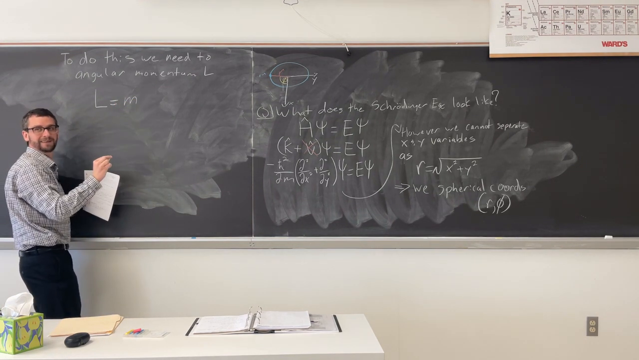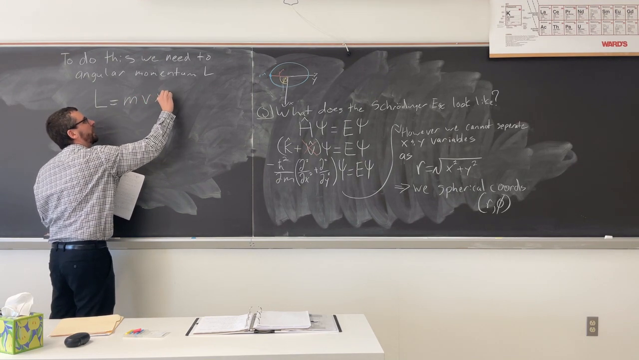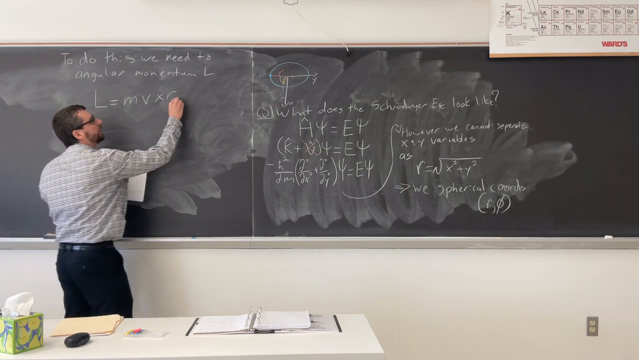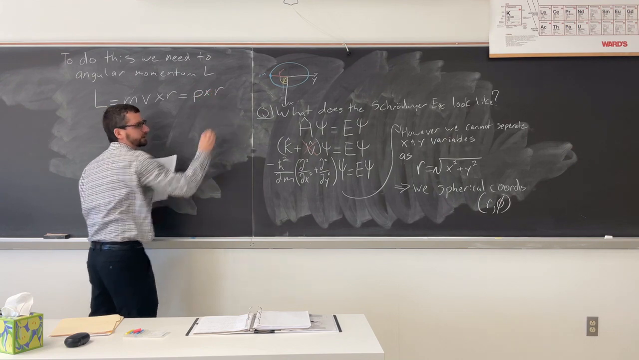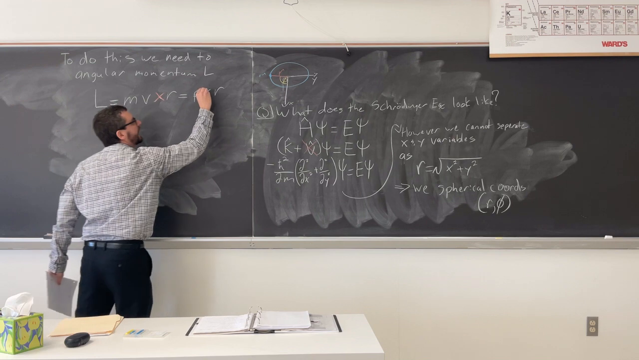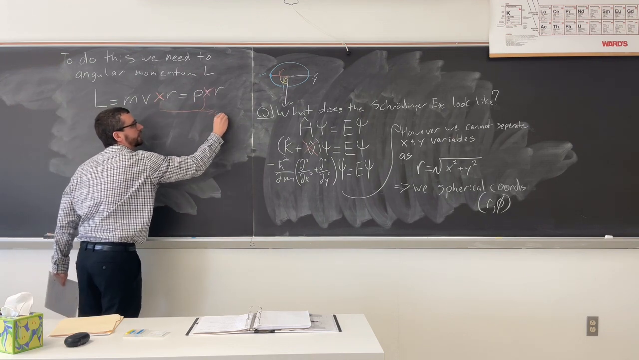MV cross R. So that's not an X, that's a cross product. Or momentum cross R. So I'm going to highlight that this is not an X. These are cross products.